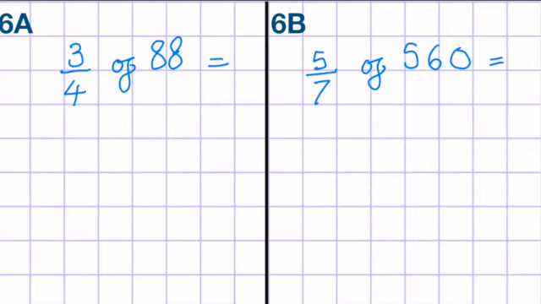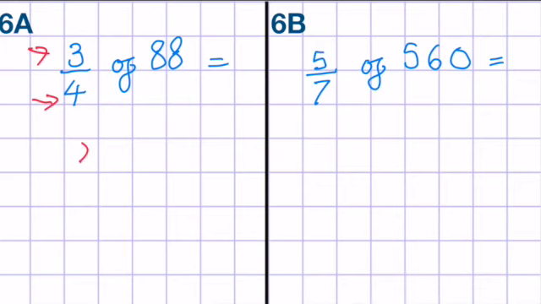For 6a and 6b, you need to find 3/4 of 88 and 5/7 of 560. Press pause, then we'll do it together. Okay, to find 3/4, first of all, we divide by 4, get our answer, and times by 3. So we divide by the denominator and then times by the numerator.